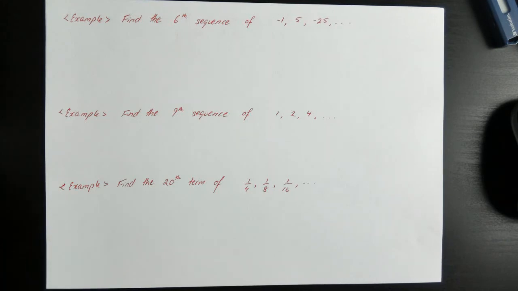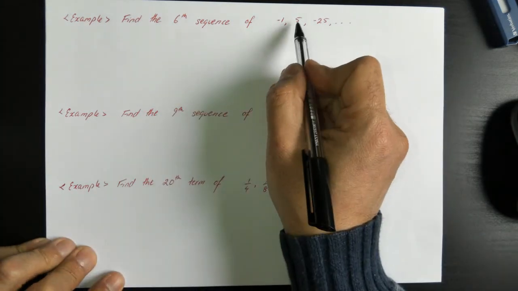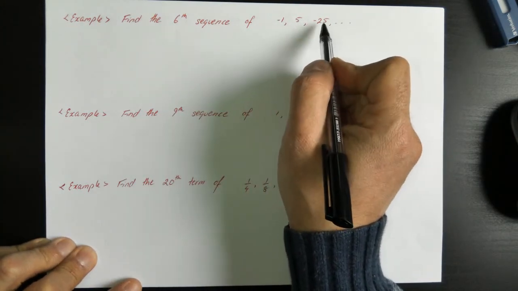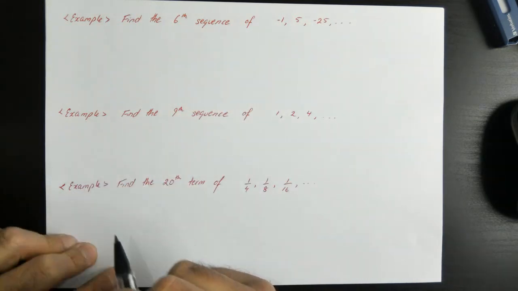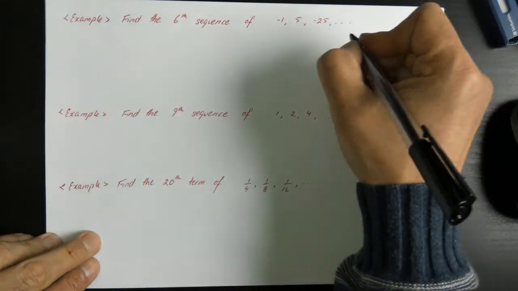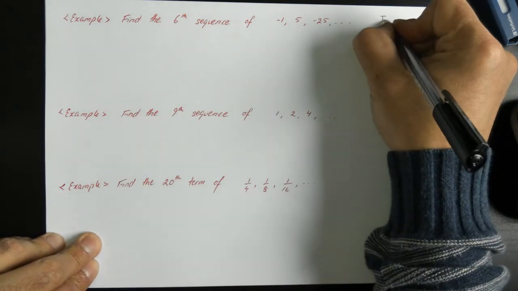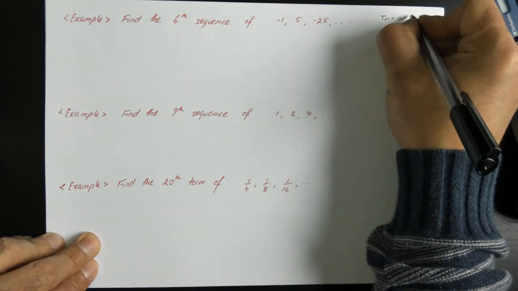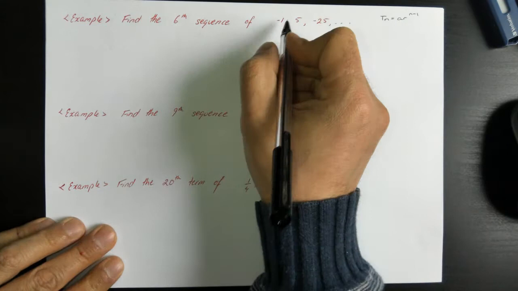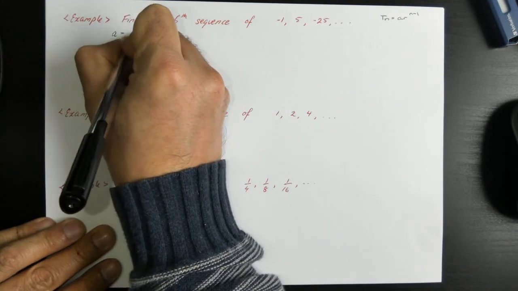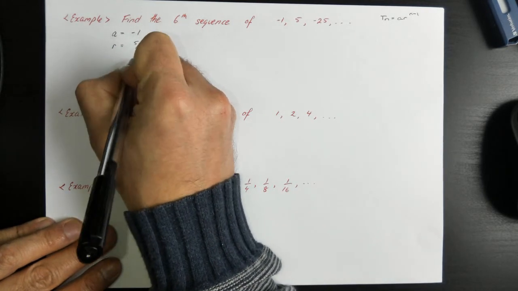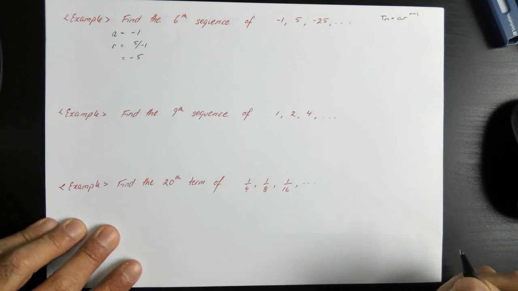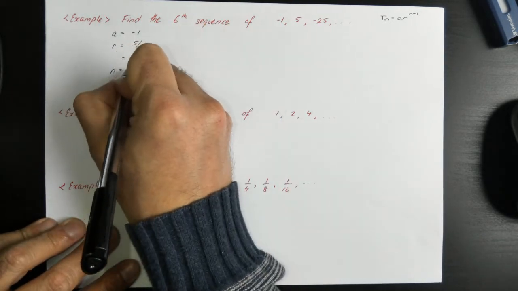Here we go. So we want to now find the sixth term of this sequence: 1, 5, negative 1, 5, negative 25. What we're going to use is our formula Tn is equal to A R to the n minus 1. So in this question, A is negative 1. The ratio is 5 over negative 1, which is negative 5. And n is 6.